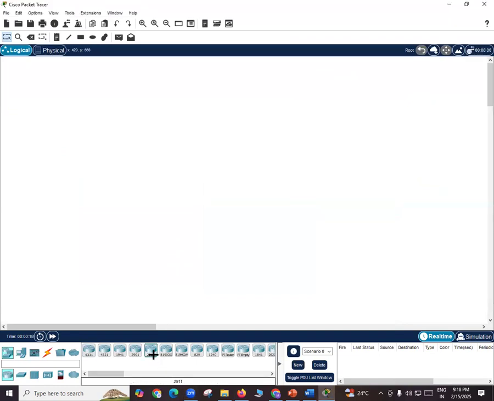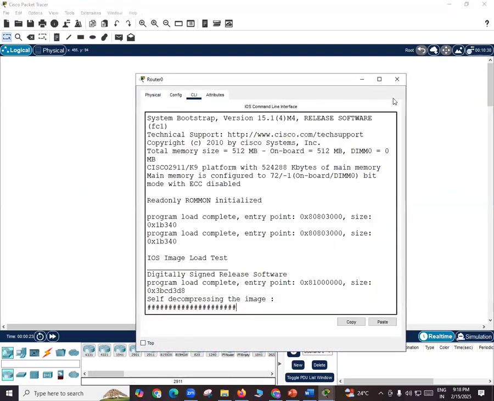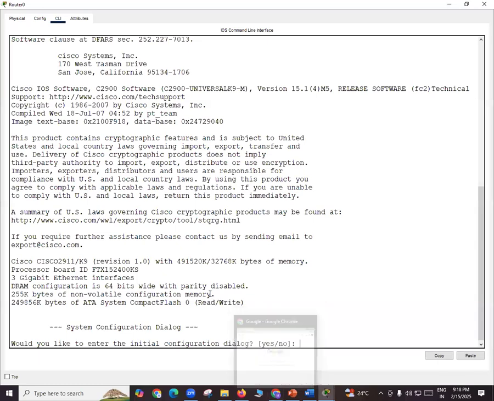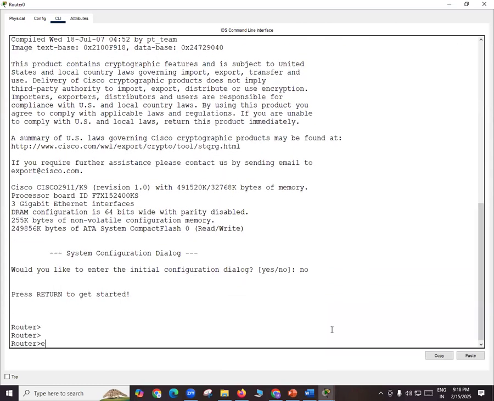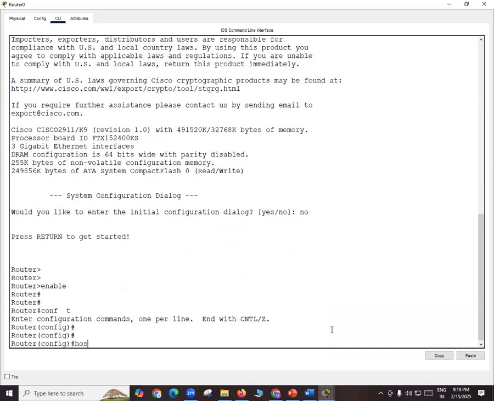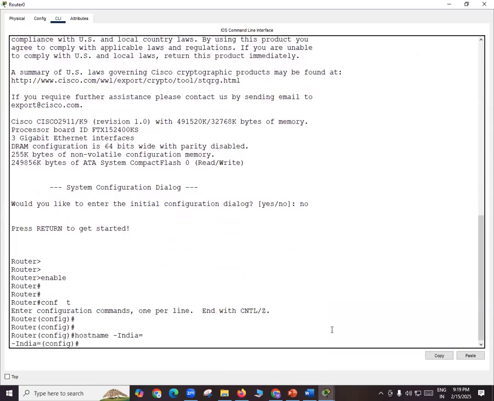I am taking a router here. By taking this router, I can go inside this router and can do all the configuration. What you see right now on your screen is, just imagine it's a real router. Let it take some time. See, it's already up here. I can say enable. I can say config T. I can say host name. Let's say India.